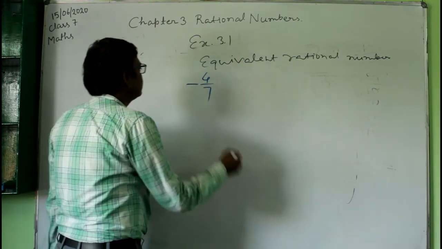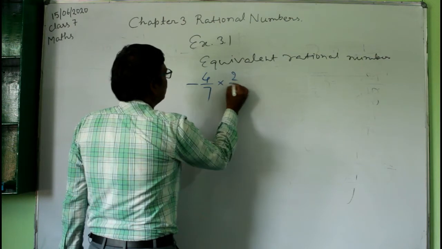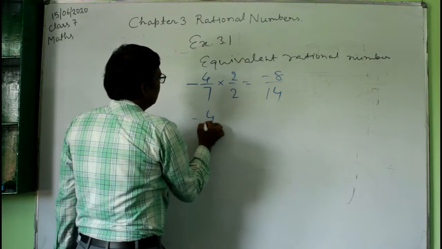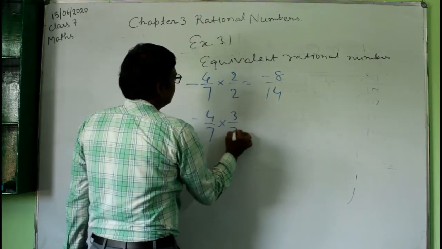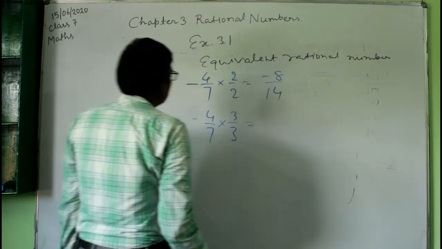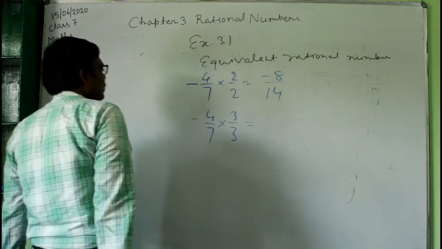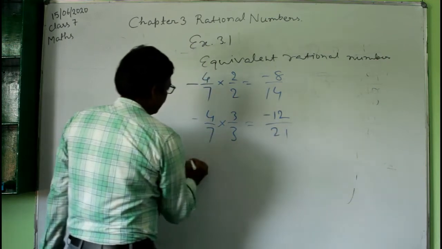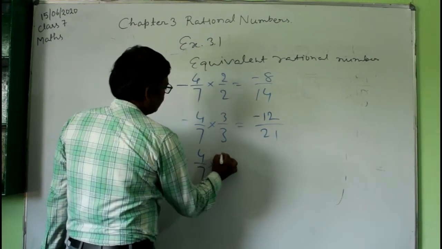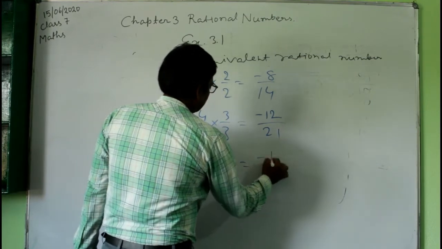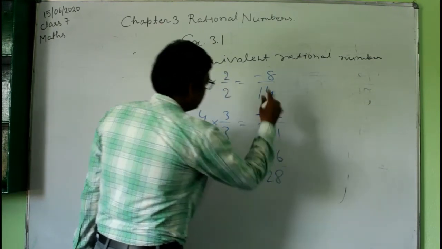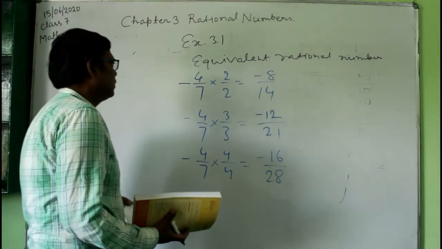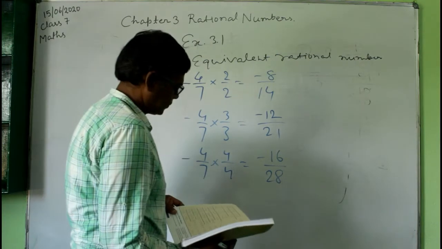Minus 4 by 7, so multiply by 2 by 2, that will be minus 8 by 14. Then next, minus 4 by 7, multiply the numerator and denominator by 3 and 3, then you will get minus 12 by 21. Minus 4 by 7, then 4 by 4, then minus 16 by 28. So just go on multiplying and then you will get the next equivalent rational numbers.